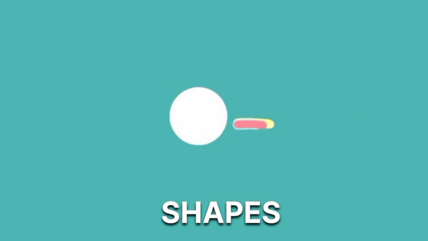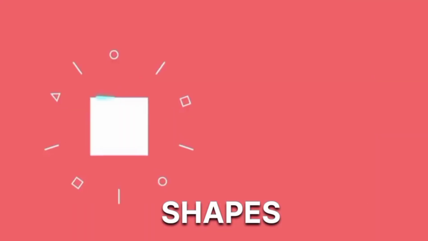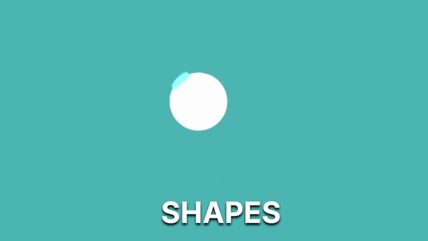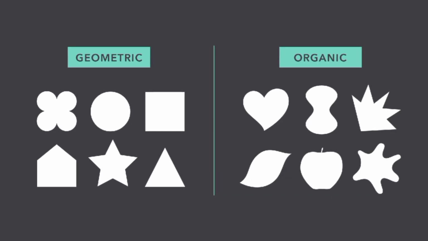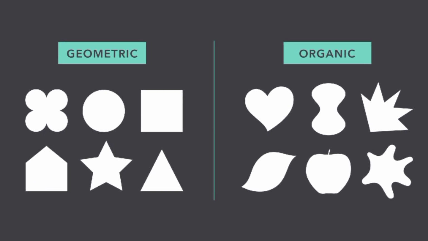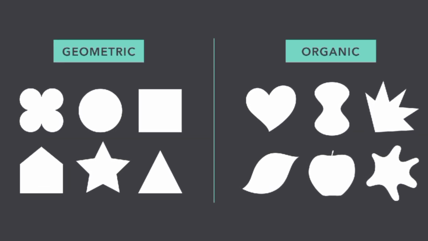Now we talk about the second element, which is shape. A shape is any two-dimensional area with a recognizable boundary. This includes circles, squares, triangles, and so on. Shapes fall into two distinct categories, geometric and organic. Geometric means regular and organic means where the shapes are more free-form.